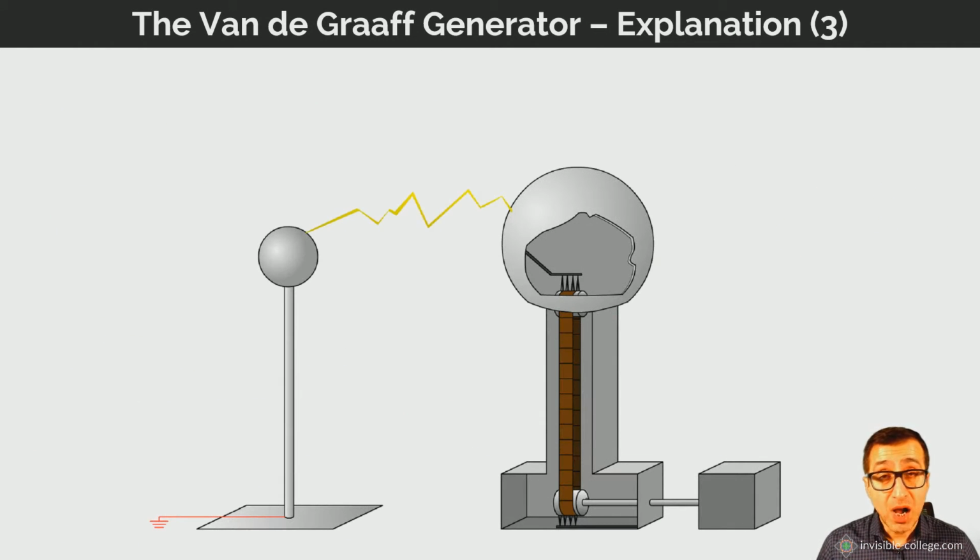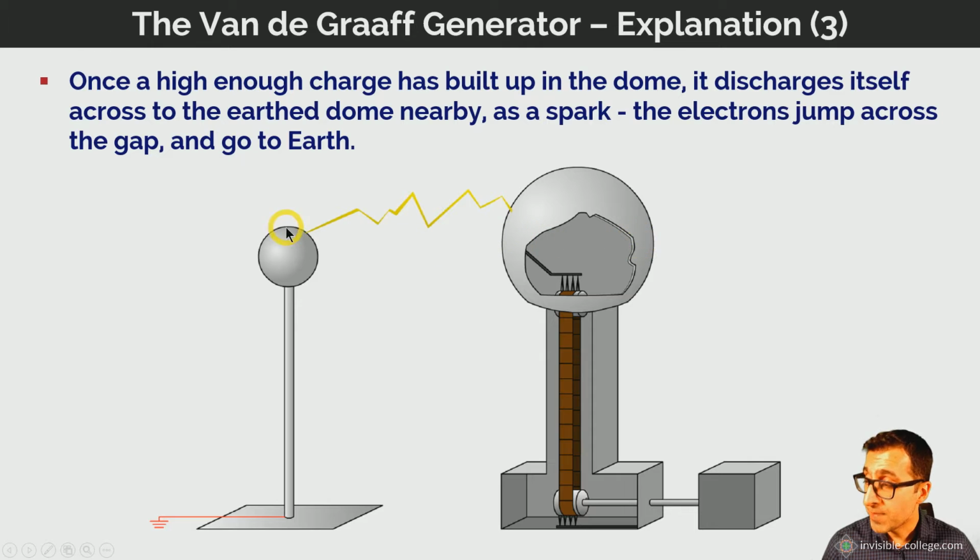Eventually, once a high enough negative charge is built up on the dome, that charge will discharge itself across the gap to the earth dome nearby, and you will see this as a spark. The spark is actually made visible because as the electrons jump across this gap, they will ionize the air molecules, and those molecules will give off a certain amount of light. And so the electrons jump across this gap and then flow down here into the ground via this earth cable.